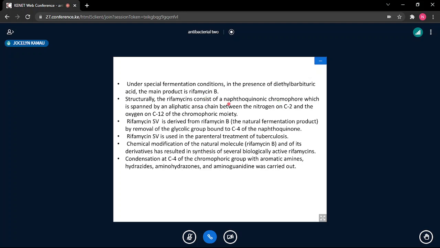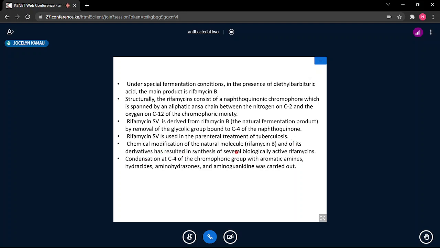So structure, the rifamycin consists of a naphthoquinone chromophore, which is spanned by an aliphatic ansa chain between the nitrogen on carbon 2 and the oxygen on carbon 12 of the chromophoric moiety. I had already explained what this ansa is. It's where you have that aliphatic side chain joining position number 2 and position number 12 to give us the rifamycin derivatives. And you can see that joining does not change also. It is constant. Rifamycin SV is the only one which is used parenterally for management of TB.